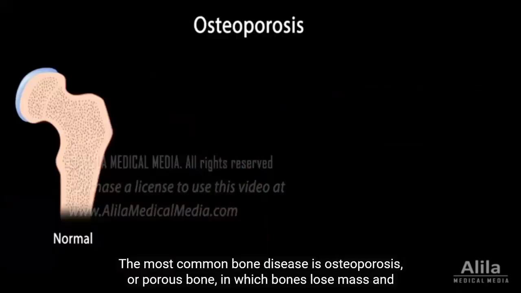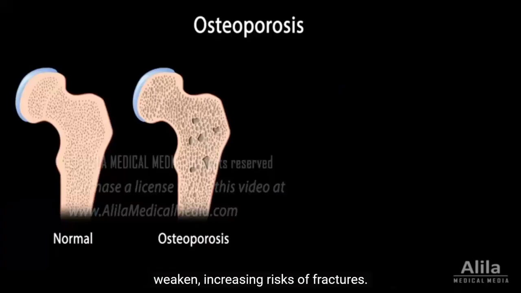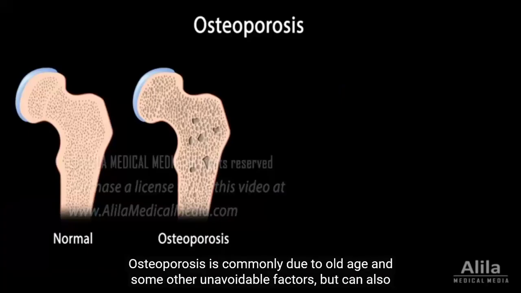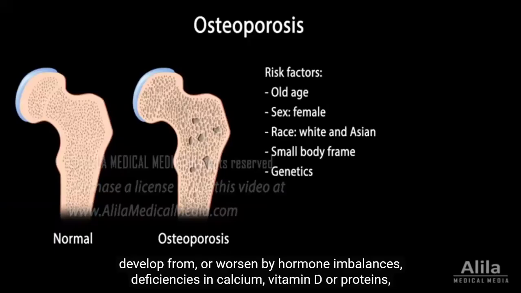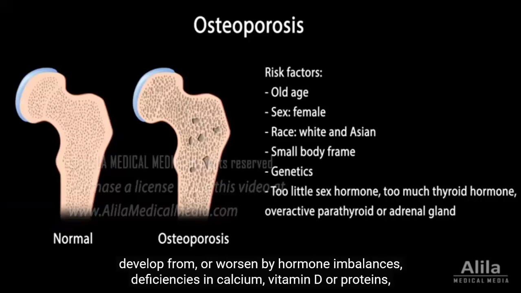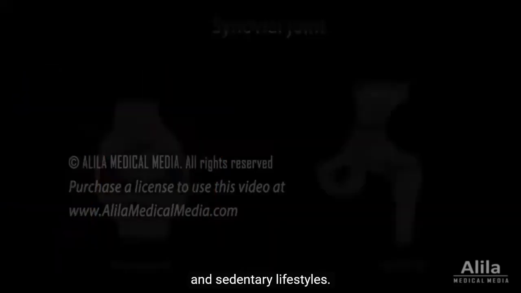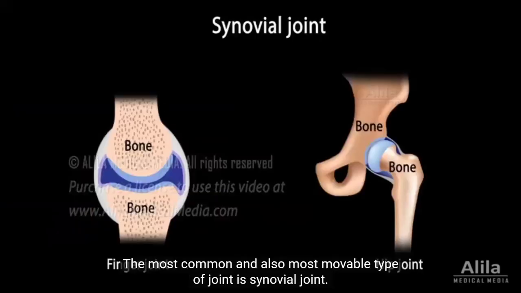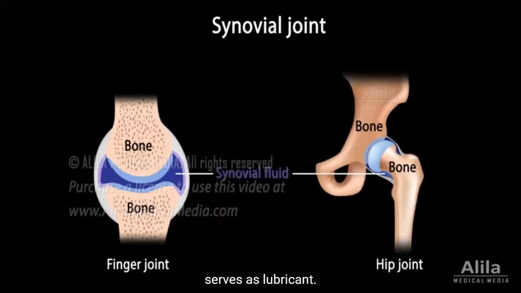The most common bone disease is osteoporosis, or porous bone, in which bones lose mass and weaken, increasing risks of fractures. Osteoporosis is commonly due to old age and some other unavoidable factors, but can also develop or be worsened by hormone imbalances, deficiencies in calcium, vitamin D, or proteins, and sedentary lifestyles. The most common and also most movable type of joint is the synovial joint. The bones of a synovial joint are separated by a cavity containing synovial fluid, which serves as lubricant.